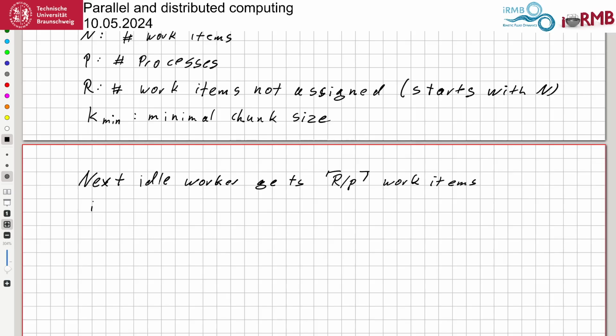Of course, only if this R by P is larger than the minimal chunk size, and if we arrive at the minimal chunk size, then it gets k-min otherwise. Okay, I guess I explained this by an example, what it means.